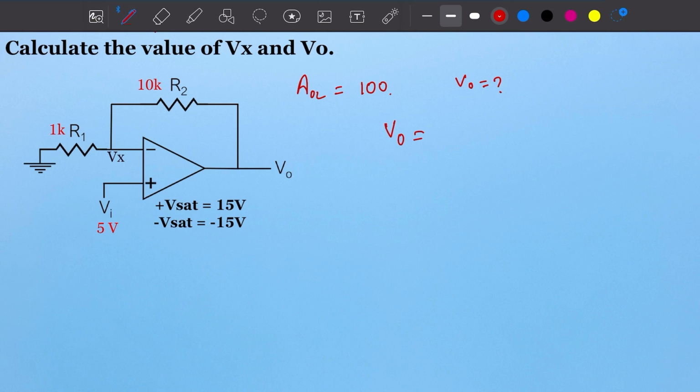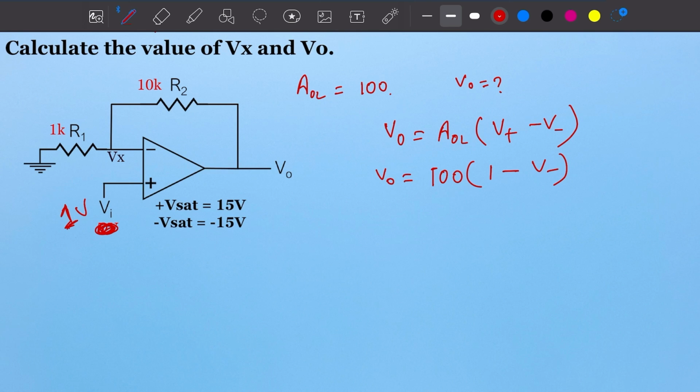So V0 is equal to AOL times (V plus minus V minus). Okay, V0 equals 100 times (1 minus V minus). As this potential will not be 5 volt, it will be 1 volt, as in our simulation circuit we consider it 1 volt, such that this will work in the active region. So this is 1 volt. Then it will be 100 minus 100 of V minus.